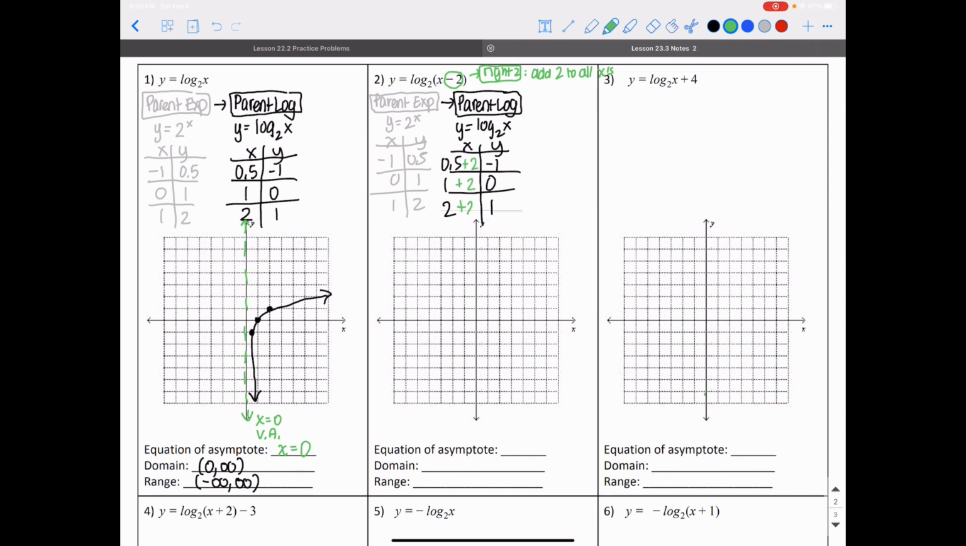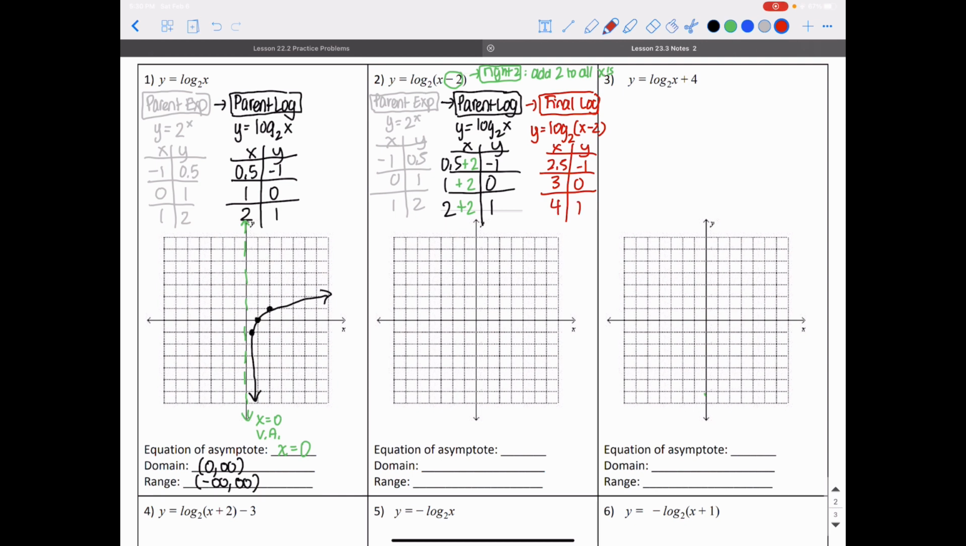And then my final log, the log I wanted to end up with in the transformation, is y is equal to log base 2 of x minus 2. It includes the transformation of moving everything to the right 2. I'm just going to apply what I just did, the transformation. So I'm going to have 2.5 and -1. I'll have 3 and 0, and I'll have 4 and 1.